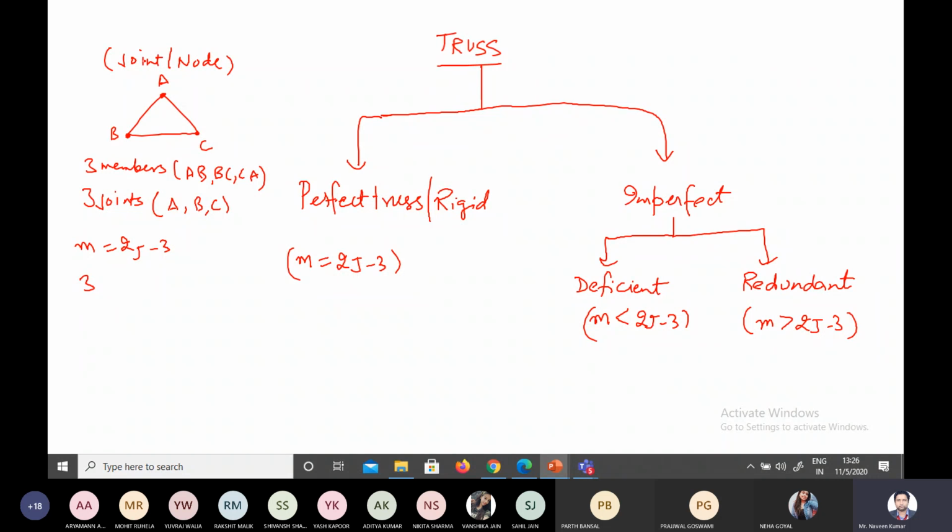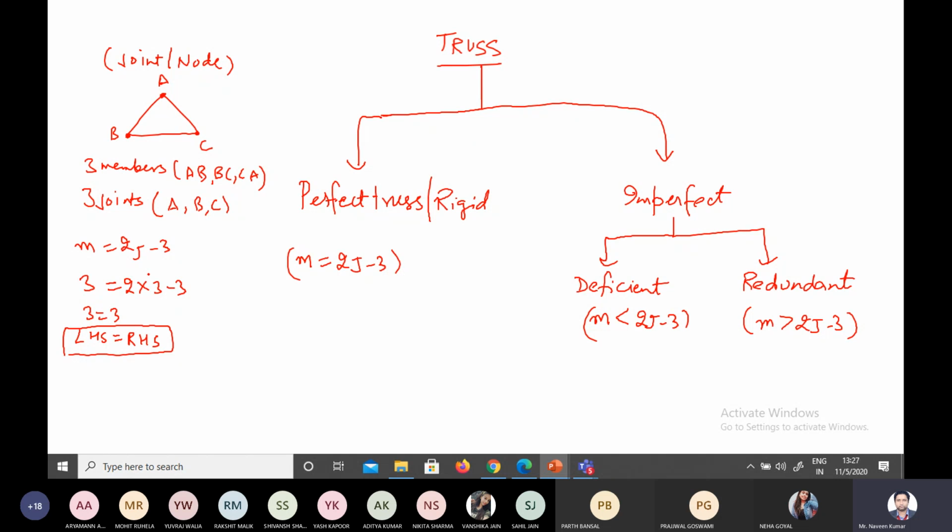So m is equal to 2j minus 3. If I put here m is 3, and what is j? j is the number of joints. How many joints are there? 3. So 2 times 3 minus 3, and what will we get? We will get LHS is equal to RHS. So we can directly say that the truss is a perfect truss. Why? Because it is satisfying this equation. Fine. So one condition is that it should satisfy the equation, and the second condition for a truss to be perfect is that it should not deform under the action of forces.